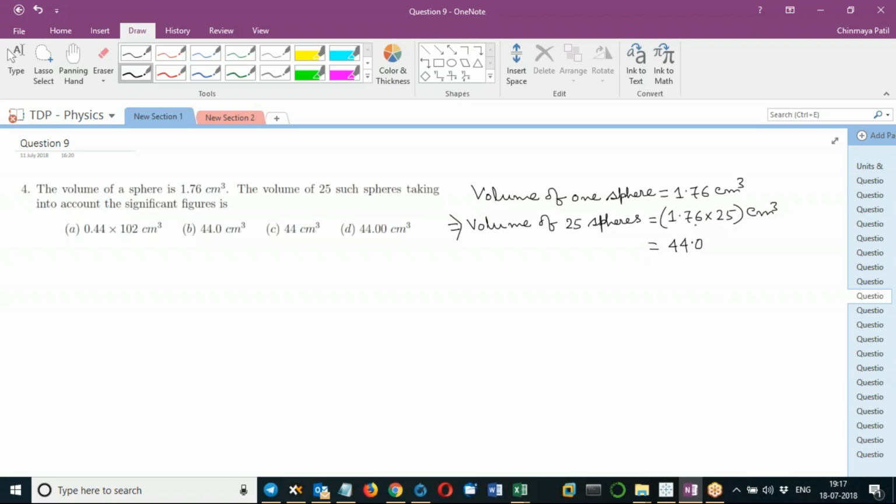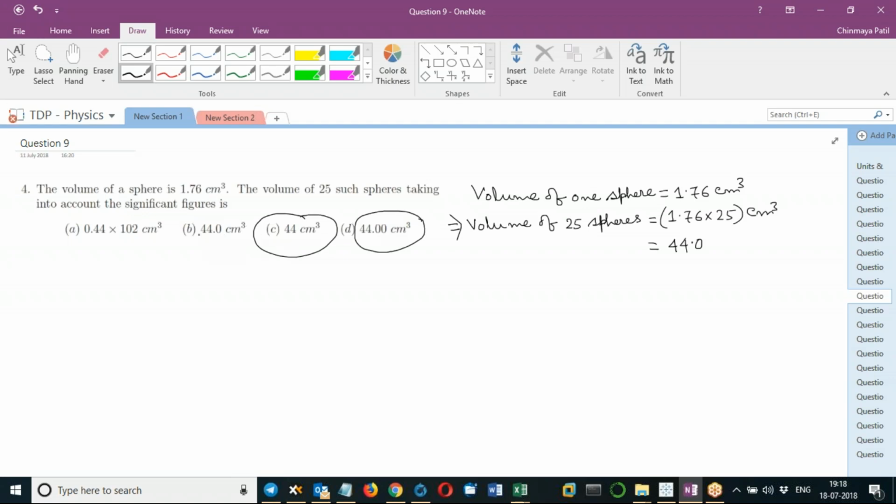Now, why are we not considering 44? Why are we considering 44.0? The explanation is the volume of one sphere that has been expressed as 1.76 has three significant figures. Whereas the number 44, which is there in option C, has two significant figures. And this one, 44.00, has four significant figures.